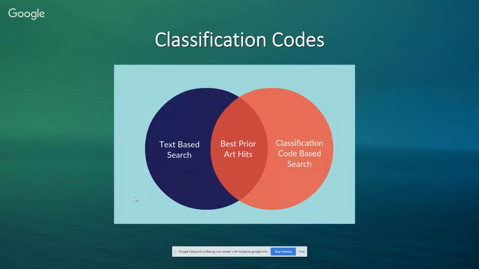So why in the first place do we have to look for classification codes? Sometimes text searches may or may not lead to the best hit. By understanding where the related inventions are placed in the classification code, one can look for the best prior art. This can be achieved by combining text and classification codes, as shown in this Venn diagram. So by carefully using text and classification codes, we can get to really good prior art.